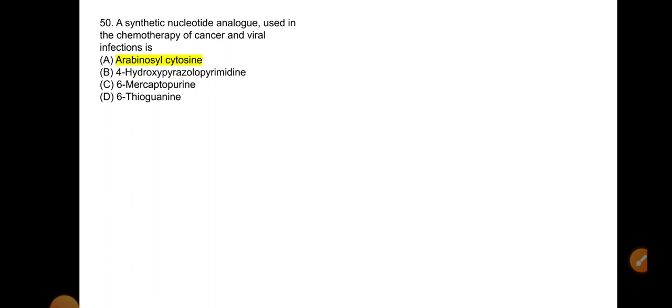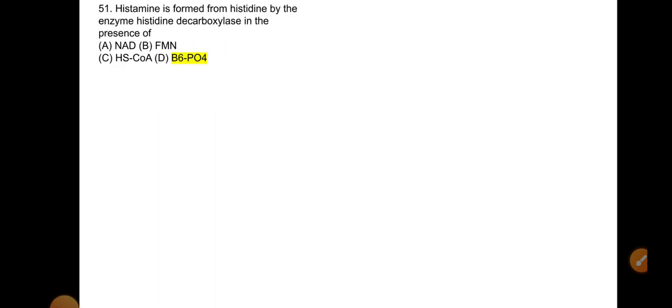50, a synthetic nucleotide analog used in chemotherapy of cancer and viral infection is arabinosyl-cytosine. This you have to remember, Ara-C. 51, histamine is formed from histidine by the enzyme histidine decarboxylase in the presence of B6 PO4. This was a question from protein, so I've tried to mix them up. I feel you know that histamine is formed from your histidine amino acid.